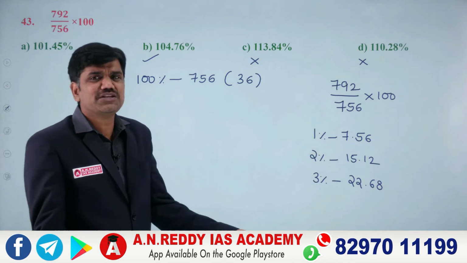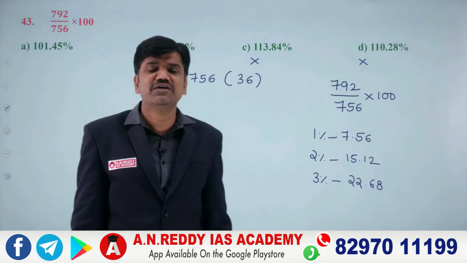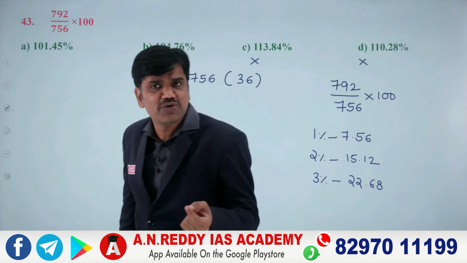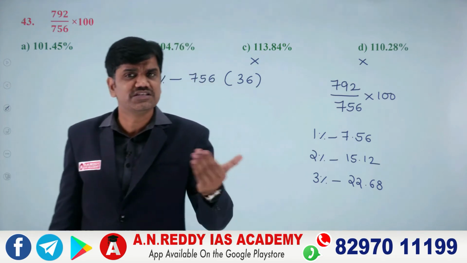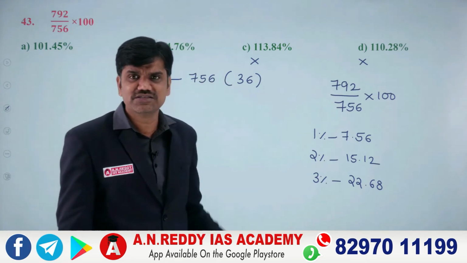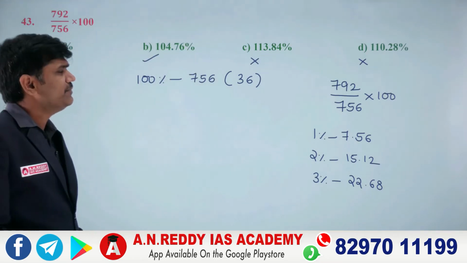So there is only one option, so I need not check whether it is 104.76 or not. I just have to decide whether it is more than that or less than that. As the answer is definitely more than 103%, there is only one option which is more than 103% and less than 110%. I will choose that one. That's going to be my answer. Is that clear? Please make a note of this.